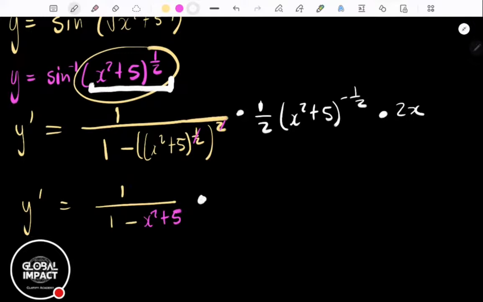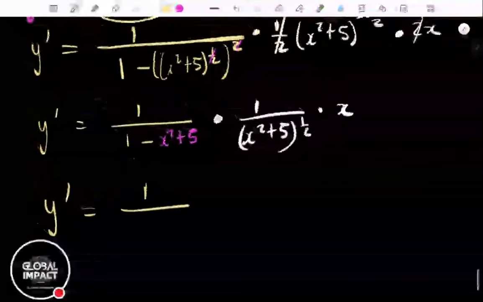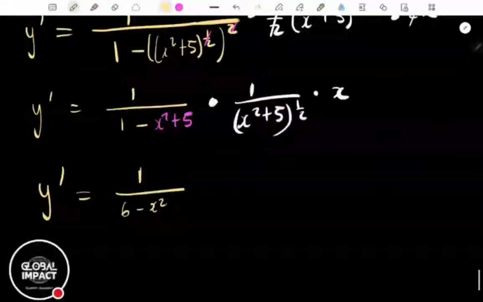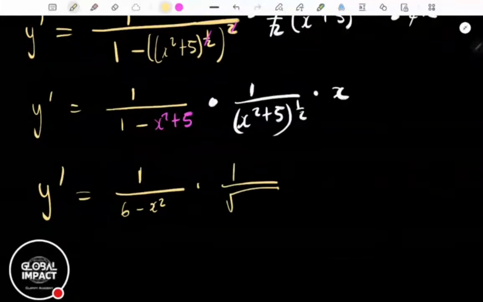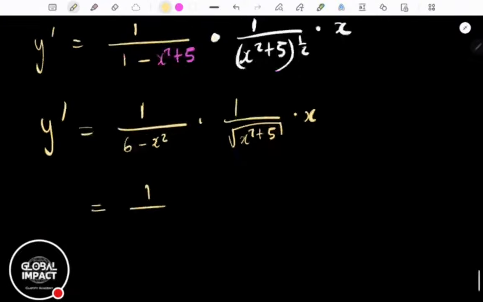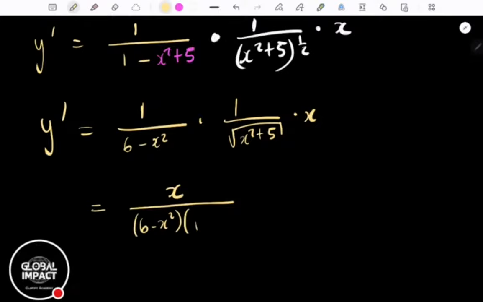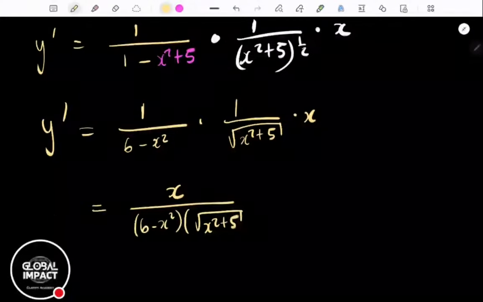So this is going to be now times, here it's half times 2, which is now going to be 1 over x squared plus 5 to the positive half, then times an x. Okay, now let's simplify this. We're going to have y prime equal to 1 all over 1 plus 5 is 6, so 6 minus x squared, then times 1 over the square root of x squared plus 5 times x. So it's going to be equal to 1 all over, it's x, because x is a whole number, it multiplies the top, all over 6 minus x squared, and then all over the square root of x squared plus 5. That is going to be your y prime.